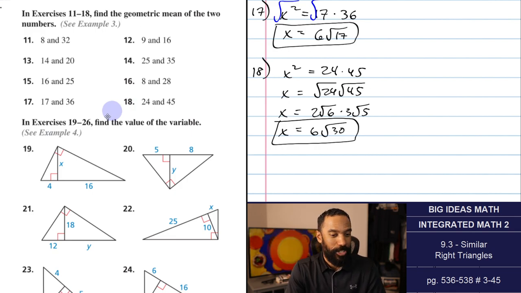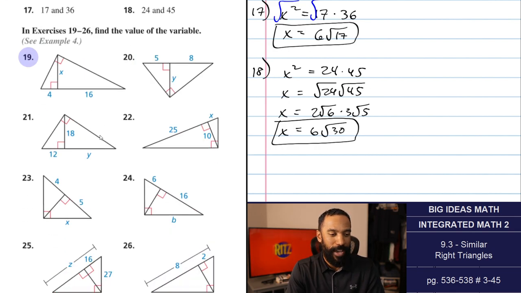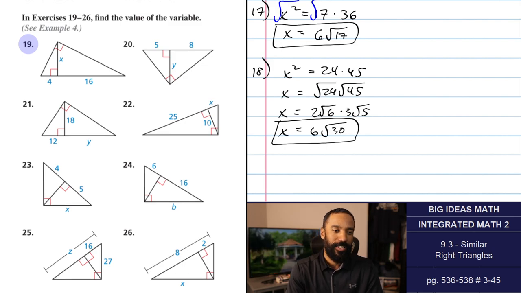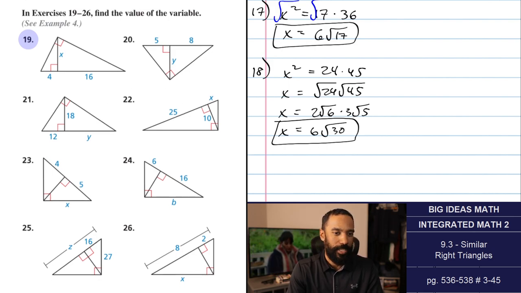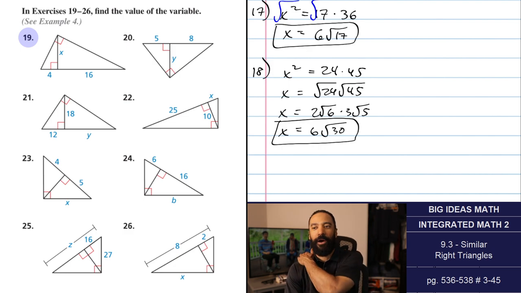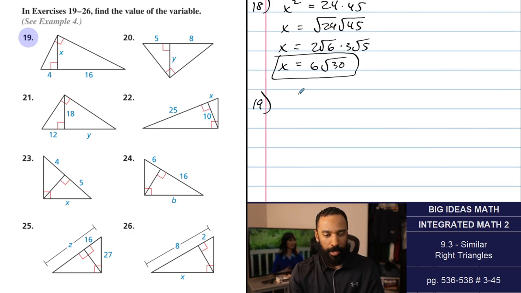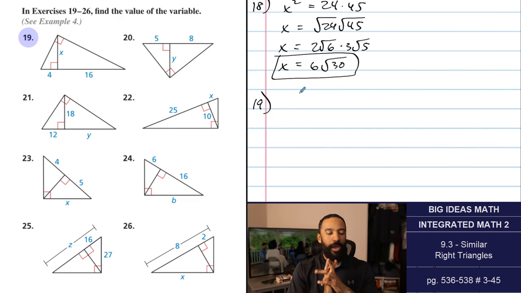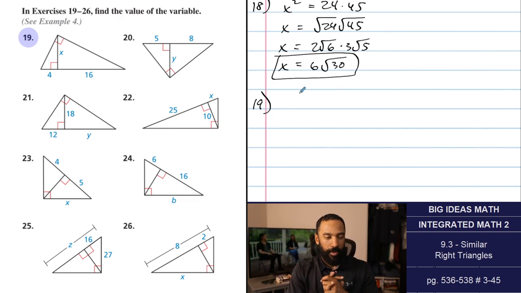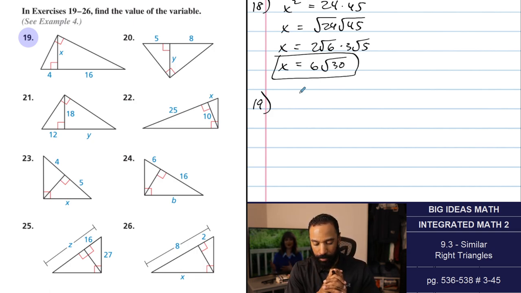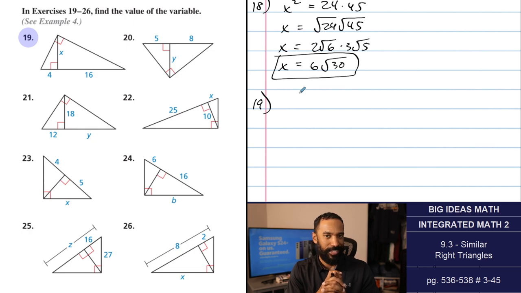I hope you had fun and enjoyed some of those, and I hope I didn't go too fast, but just fast enough. Let's look at numbers 19 to 26, where we find the value of the variable. Now, these are coming after we just spoke on geometric means. I will, in some cases, play their game as far as how geometric means go, but I won't do it without saying out loud what something could be as a proportion beforehand to say this is what they want you to do.